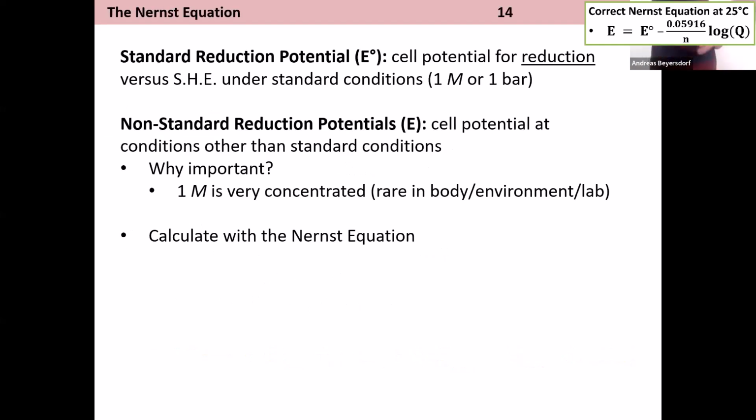All right. Now, what we just looked at was under standard conditions. Standard conditions being 1 molar or 1 bar if we're talking about gases. If we're not under standard conditions, then we're going to have non-standard reduction potentials, which we just show by not having that naught up there, right? So the E naught up there means it's standard conditions. If it's not standard, it will not have that naught. And so this is any other conditions.